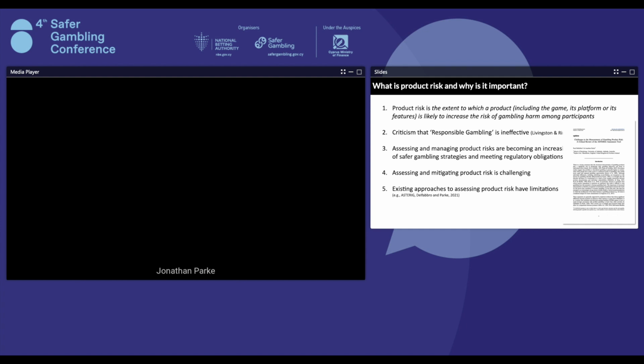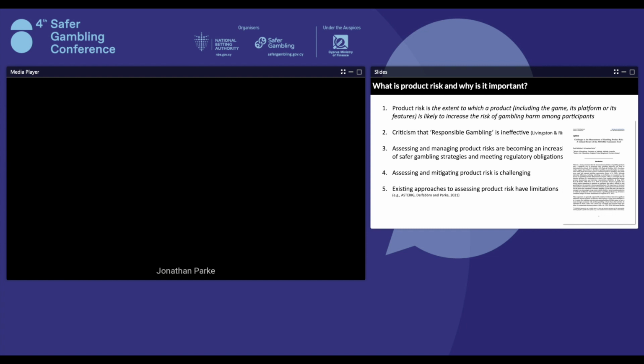And a lot of that's debatable. You have a range of different views from all different stakeholders in this. But from my perspective, there's definitely been a lot of development over the last 10 years. But equally, when you look at the evidence, there's still a huge amount that needs to be done in terms of player tracking, interventions, and demonstrating that they're effective. As a consequence, point number 3 there, having to assess and manage product risk is becoming more and more important.